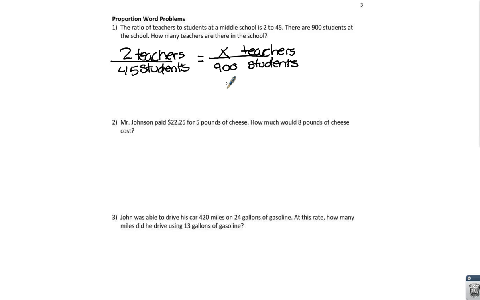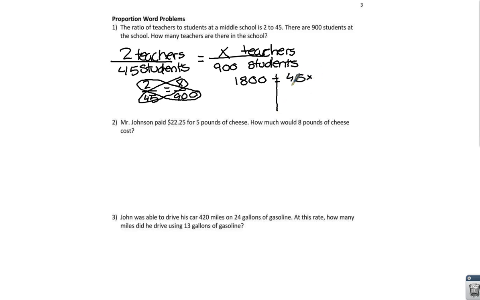And now we're just going to cross multiply like we did before. So I'm going to rewrite it so there's not so many words. So 2 over 45 equals X over 900. And we're going to cross multiply. So 2 times 900 is 1800, and 45 times x is just 45x, and this is just an equation now.